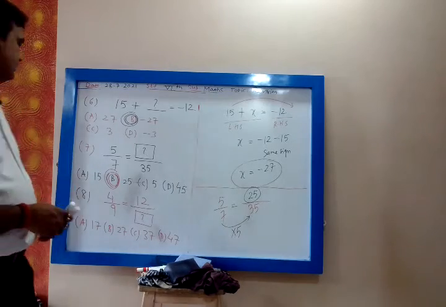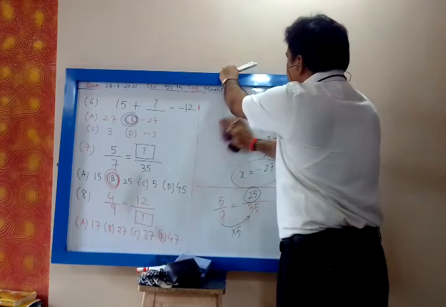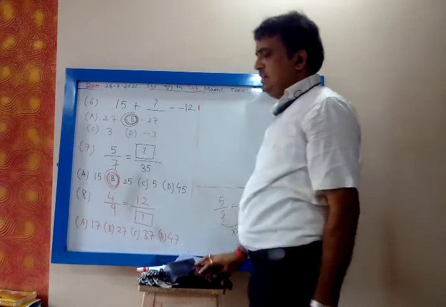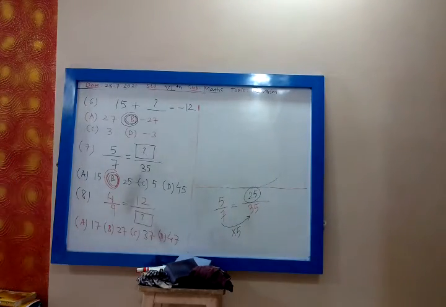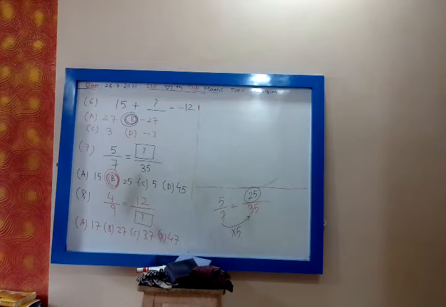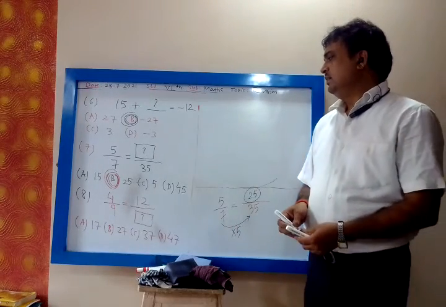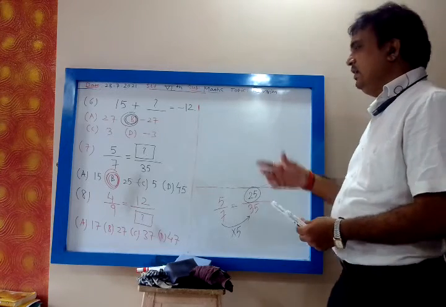Now do next one. 8th one. Do 8th one. Yes. You cannot run away from the answers. 4 upon 9 is equal to 12 upon dash. Options are 17, 27, 30. Yes, tell me the answer. I am waiting for the answer. Yes. 27. Okay, let us see.